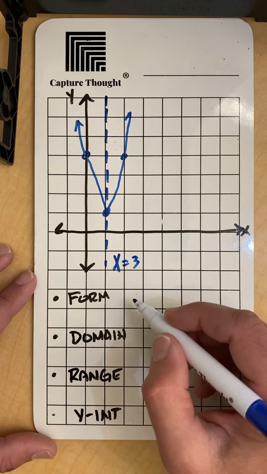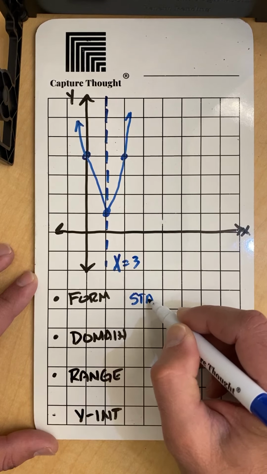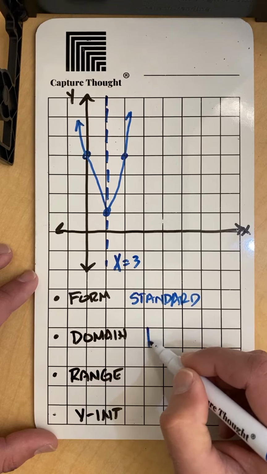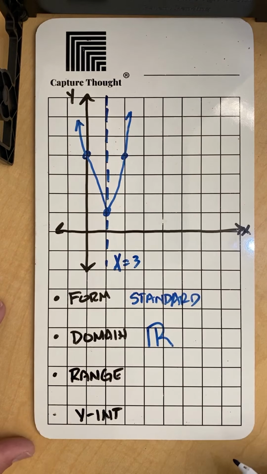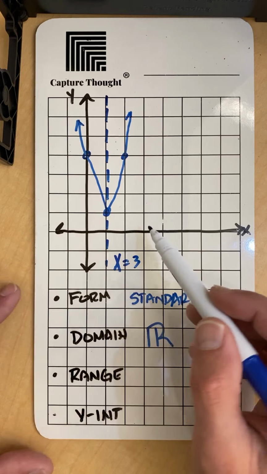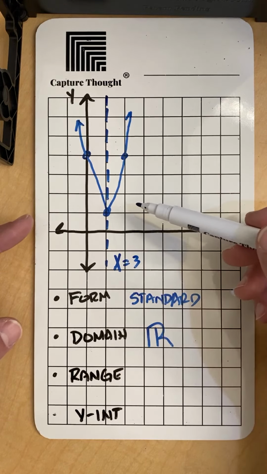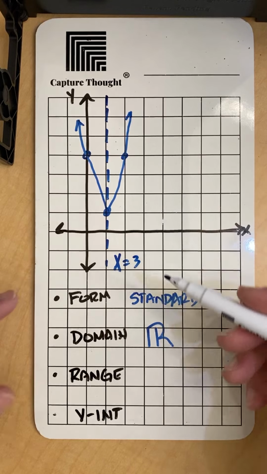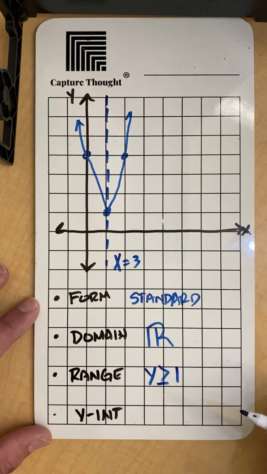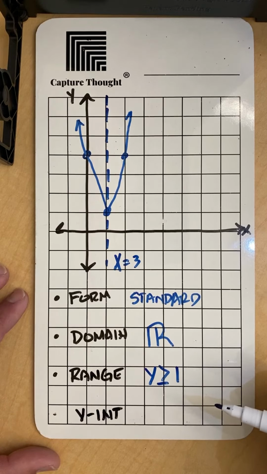What form is this thing in? Well, this is in standard form. Okay, what's the domain? The domain of any quadratic is always all real numbers. What's the range? Well, again, the range is the lowest y value and then upwards. So everything that's above your lowest y value. So in this case, it's going to be y's are greater than or equal to, looks like 1 in this case.